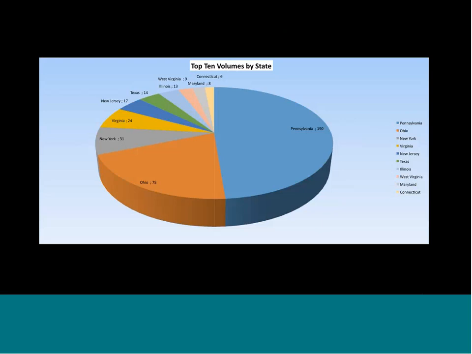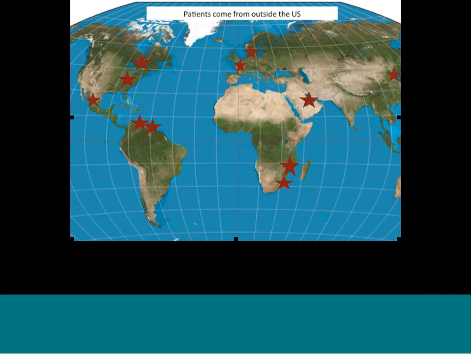This just shows you the top 10 states in the U.S. by volume. And those states that are closest to Pennsylvania and Pennsylvania itself are obviously the greatest number. But if we look at a different map, you can see that they also come from places all over the world. And if I updated this map, there would be more stars on it. I want to tell you that I don't see this as a good thing. I see this as an unfortunate thing. My wish is that there are enough CVI Range endorsed people that parents no longer travel these great distances for a two-hour assessment.